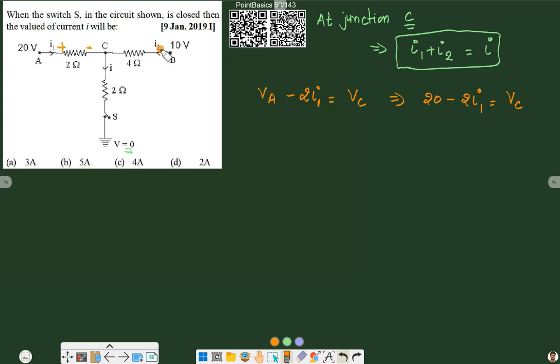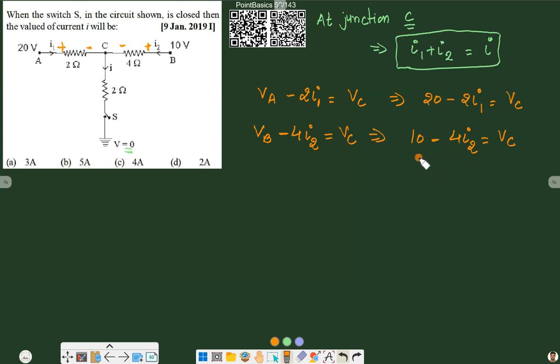And if we take point B, VB, and current is flowing in this direction, so this point will be positive and this point will be negative. So positive, negative, again negative, so VB minus 4I2 is equal to VC, or VB is 10, so 10 minus 4I2 is equal to VC. So that's how we got two equations for VC.